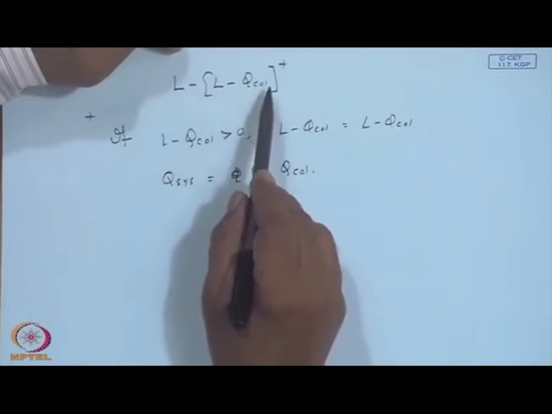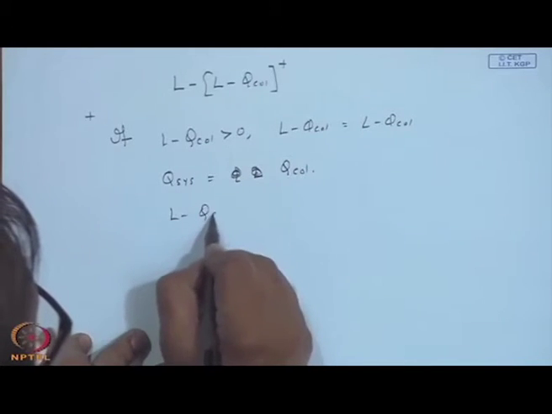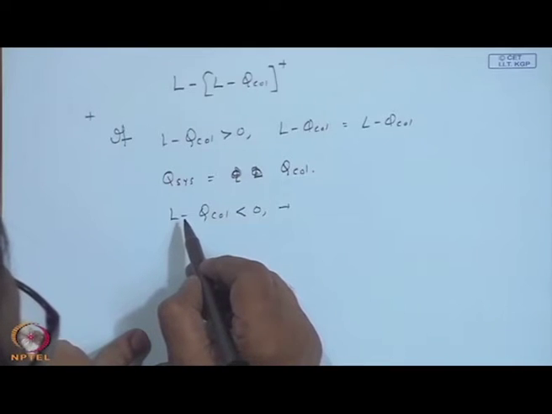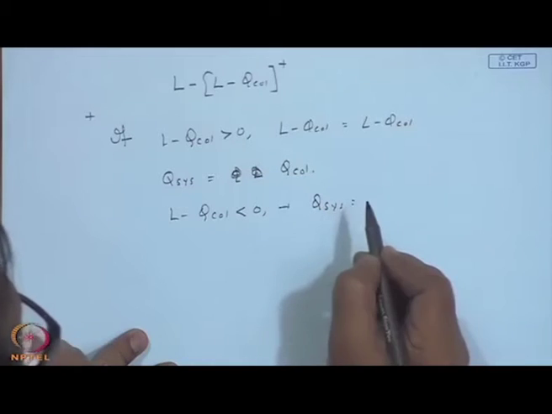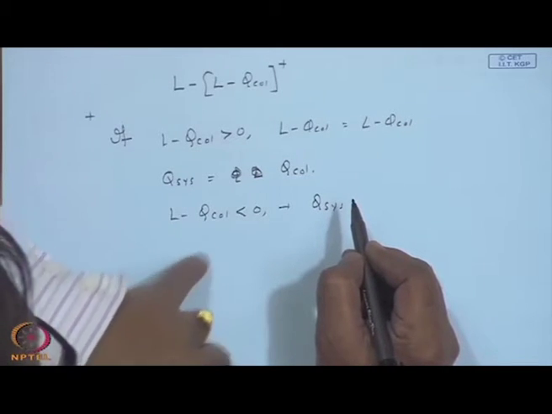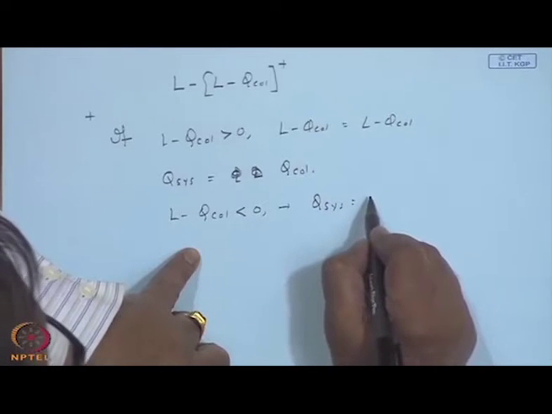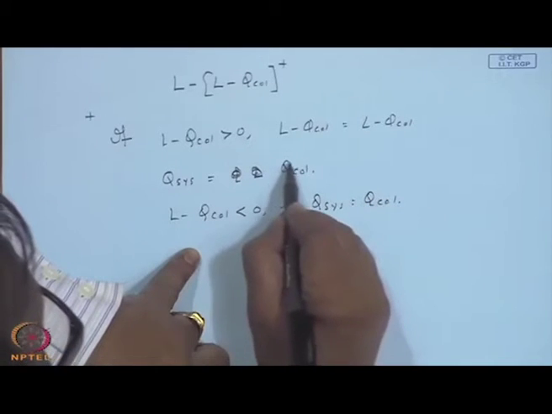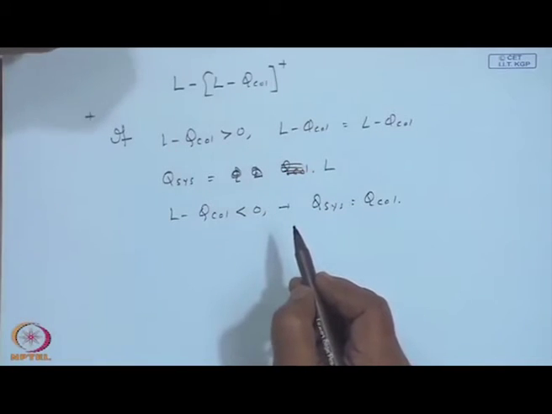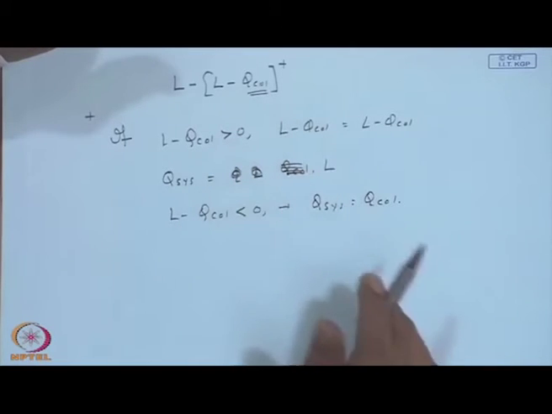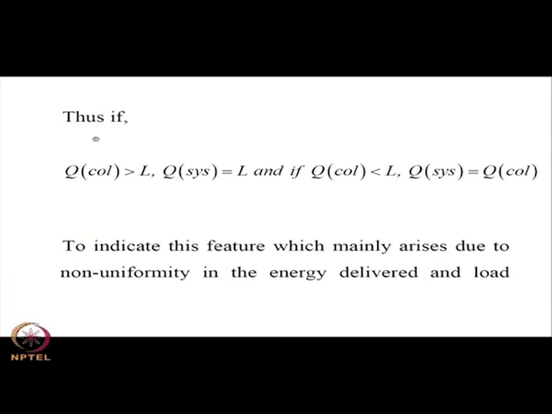So, we will write this in terms of this mathematical symbol, and if L minus Q col is less than 0, that means L is more and you have got Q system equal to Q col. In other words, the system cannot have more than the load, and when the supply is less than the load, then it is equal to the supply. So, this has been put, I think, more clearly, and you can see this.